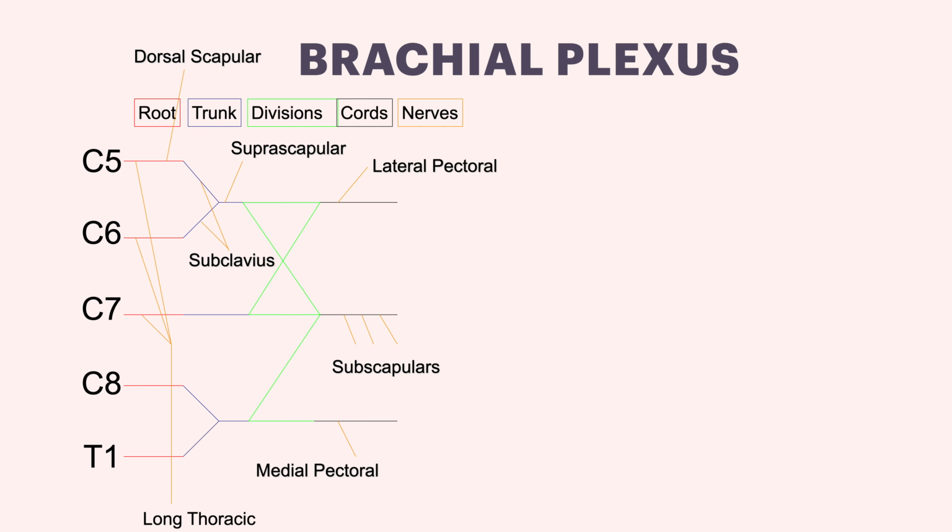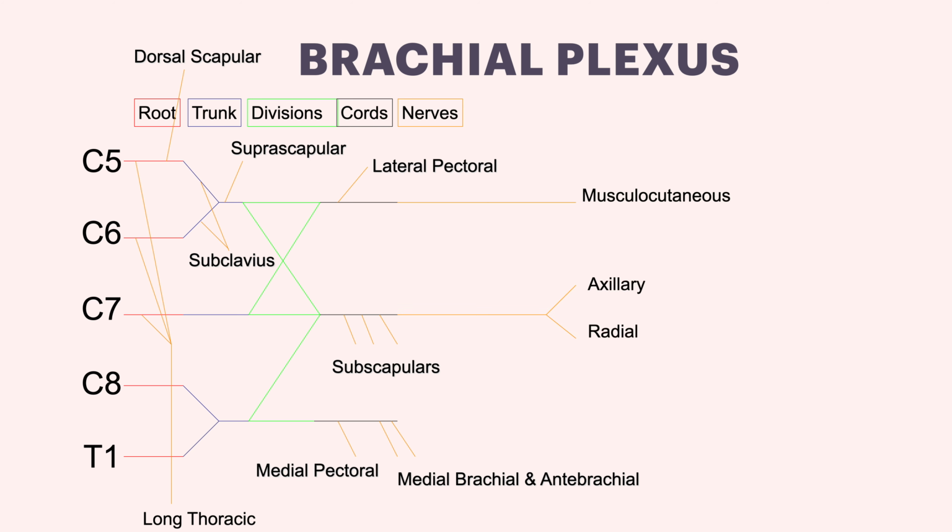You also form off the lateral cord the lateral pectoral nerve, and off the medial cord you form the medial pectoral nerve. And then you also form the medial brachial and medial antebrachial nerves off the medial cord. Finally, off the lateral cord, you form the musculocutaneous nerve, which then also becomes the lateral antebrachial nerve. Off of the posterior cord, you form the axillary and radial nerves, and a branch from the lateral cord and the medial cord merges together to form the median nerve. Now, the medial cord becomes the ulnar nerve.